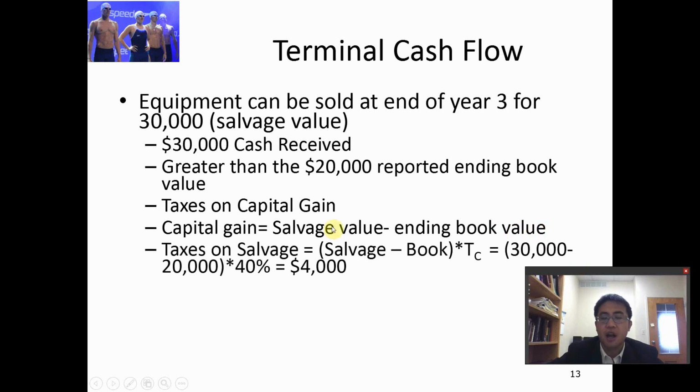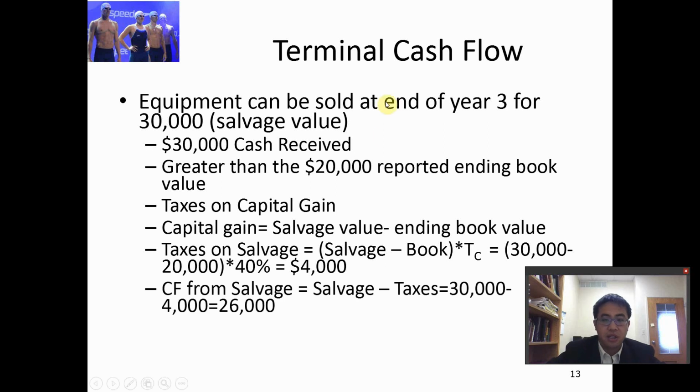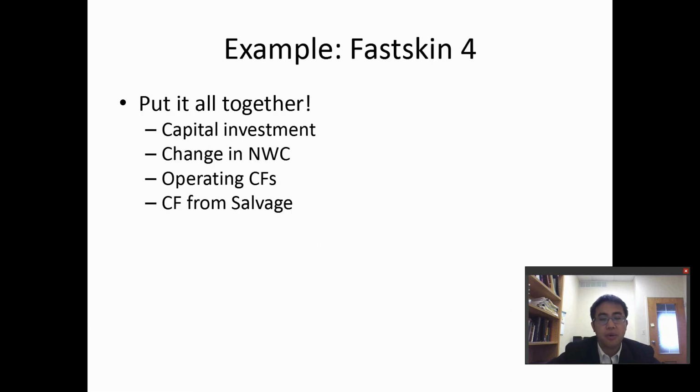And then the IRS will certainly charge a tax on it. So we do have a tax on salvage, which is the capital gain: the salvage value minus ending book value, multiplied by the tax rate. So $30,000 minus $20,000, times the 40% tax rate. So you actually pay $4,000 tax on salvage, or on capital gain. So your total cash flow resulting from the sale of this machine is $30,000, the whole price, minus the tax on capital gain. So that's $26,000.